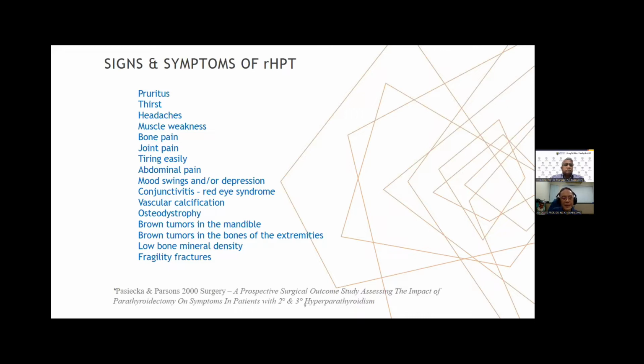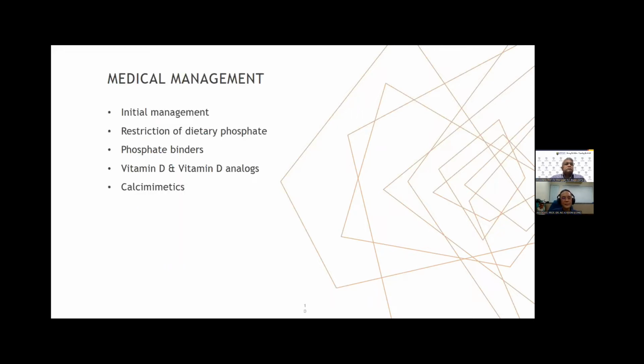As you can see, they are actually quite debilitating. So once you have diagnosed secondary or tertiary hyperparathyroidism, basically you perform biochemical tests, and of course, sometimes you require imaging and all that. So once you've made the diagnosis, what is the medical management? The initial management is always medical, meaning you restrict dietary phosphate, you use phosphate binders like sevelamer and lanthanum. You also give vitamin D and vitamin D analogs, and you also try to use calcium mimetics.